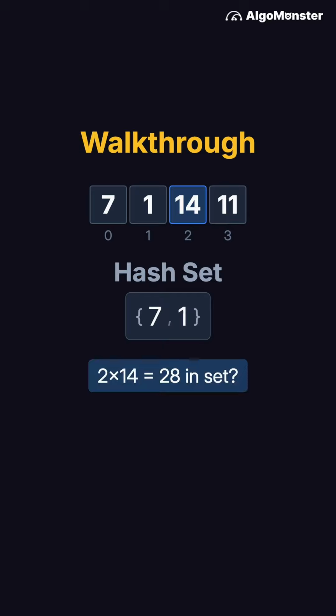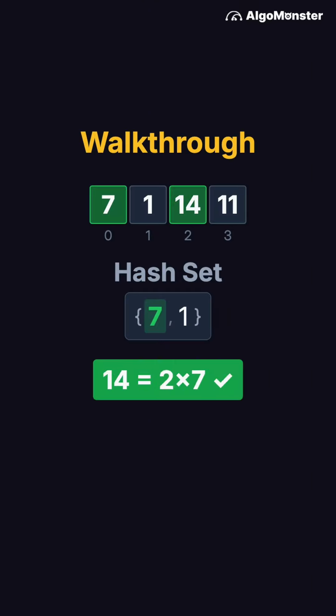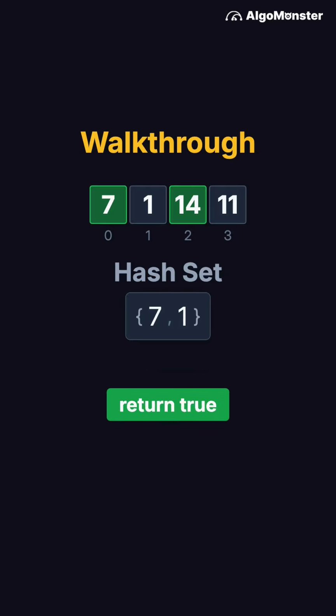Next up is 14. Is double 14, which is 28, in the set? No, we don't have 28. Now, is 14 even? Yes, it is. So we check. Is half of 14, which is 7, in the set? Yes, 7 is right there. That means 14 is double 7, and both are in the array at different positions. We found our pair. Return true. We never even reach 11. The moment we see 14 and find 7 already in the set, we're done.